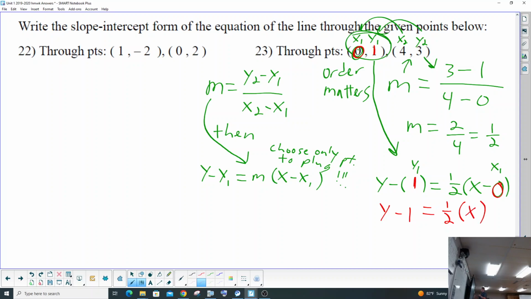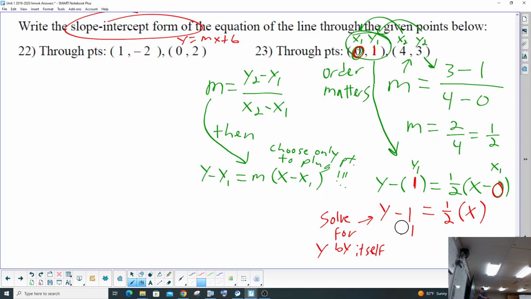And now we want to solve for y. And basically that means get y by itself. And then we've got the slope-intercept form. Nice. Yeah, because we want the slope-intercept form. Again, that's y equals mx plus b. That's the slope-intercept form. So we go ahead and just add 1. Yeah, it's that easy. We're going to add 1 to the other side like that. And we're left with y equals 1/2 x plus 1.